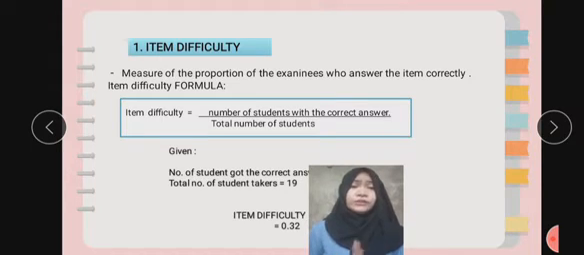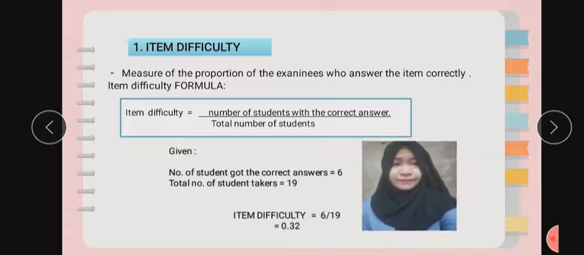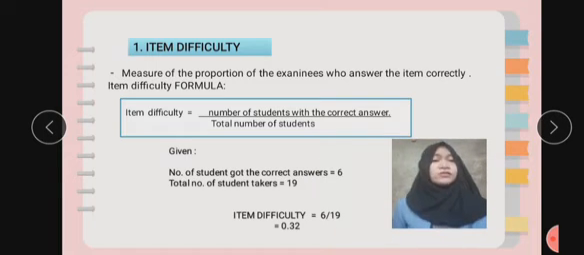So, ito yung formula na gagamitin natin para sinusolve natin yung pagkuha ng item difficulty. Yes, so parang math na tayo ngayon. So, kumbaga, tandaan lang itong formula dahil yan ang gagamitin sa pag-solve or pagkuha ng item difficulty. Okay, so item difficulty is equal to the number of students with the correct answers divided by the total of the takers.